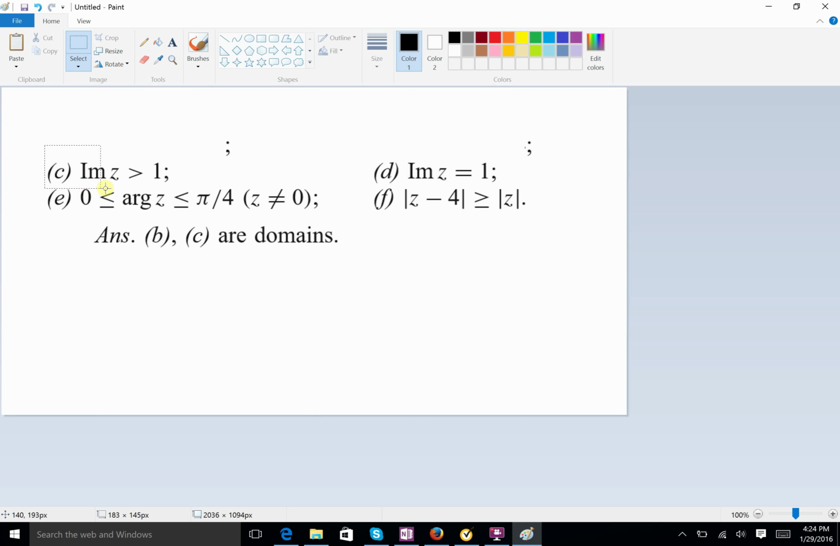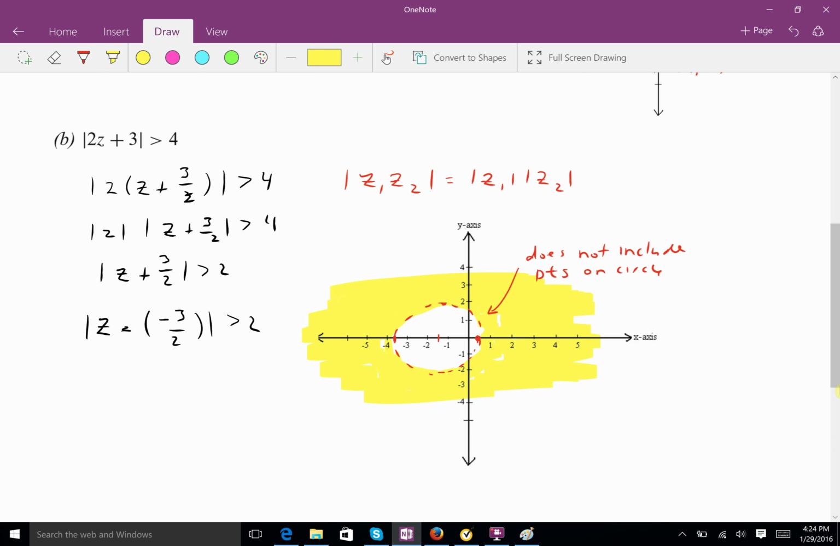Okay, imaginary z is greater than 1. Well, we remember, I'll do them on separate problems. I was going to do them on the same problem for a second, but I won't.